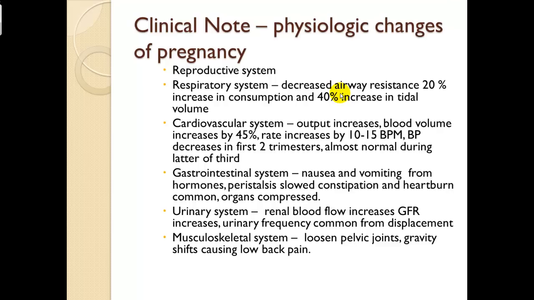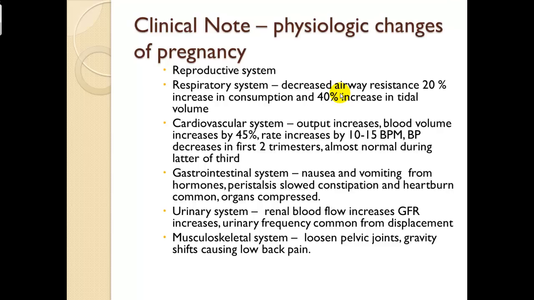Cardiovascular system: output increases, blood volume increases by 45%, rate increases by 10 to 15 breaths per minute, blood pressure decreases in the first 2 trimesters, almost normal during the latter of the third, or whenever kiddo is being born.